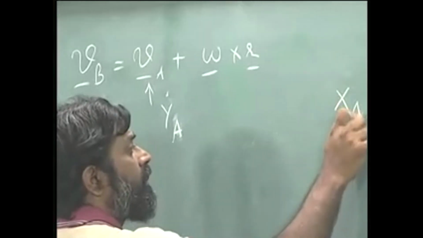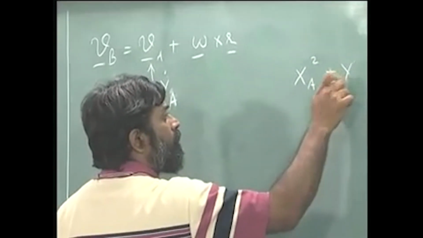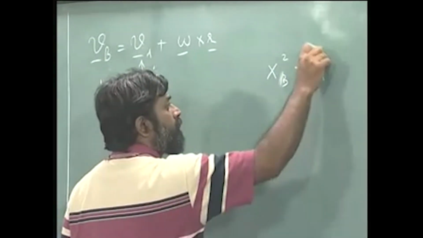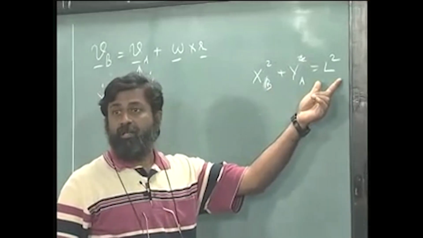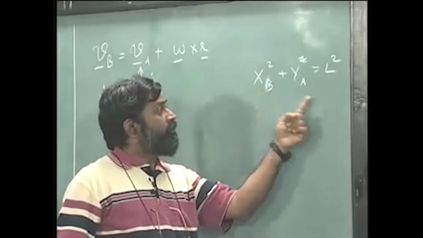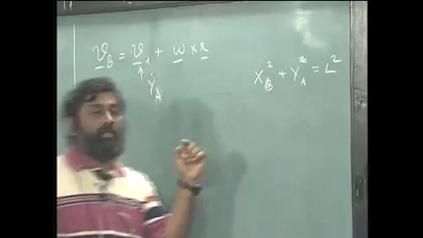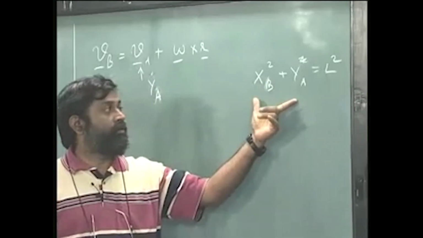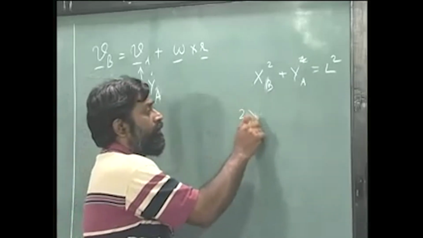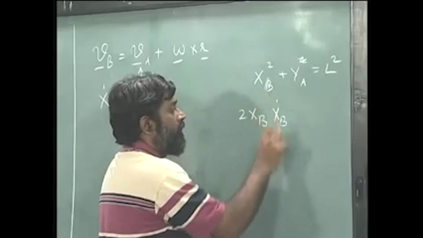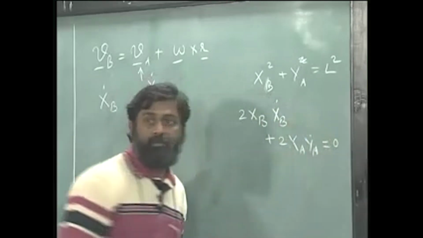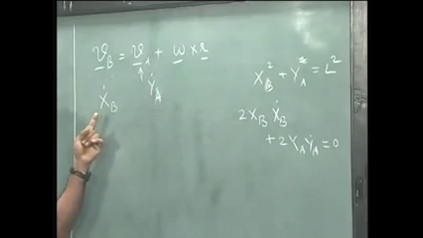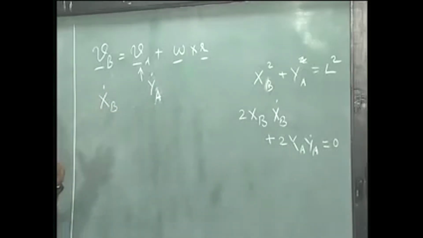and I also have xb squared plus ya squared is equal to L square, and remember this length is maintained constant, it is a rigid body, and therefore there is a relationship between xb and ya which can be exploited directly in order to take the derivatives. So you have 2 xb xb dot plus 2 ya ya dot is equal to 0, and you can use this in order to directly get what will be this particular thing, okay. So that is the other method.